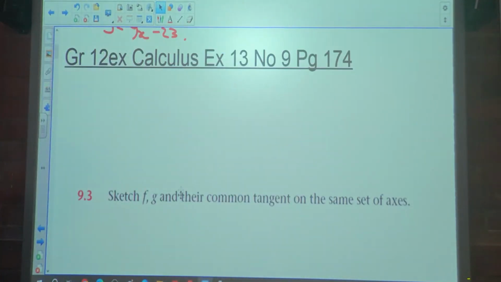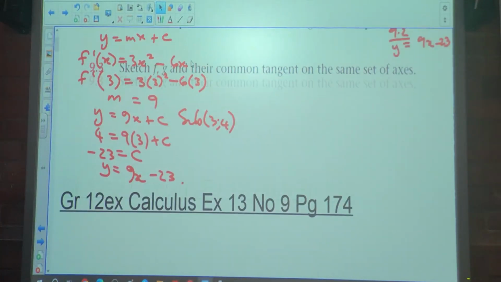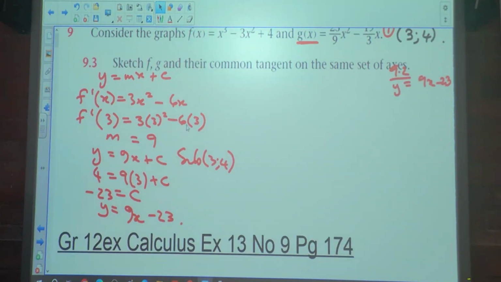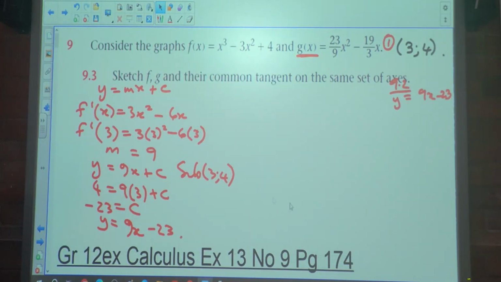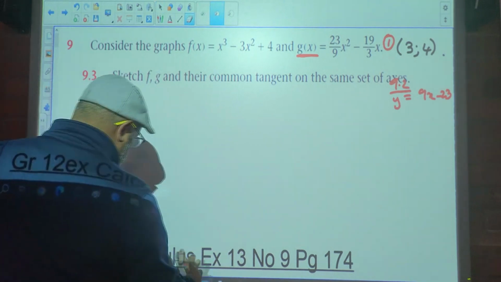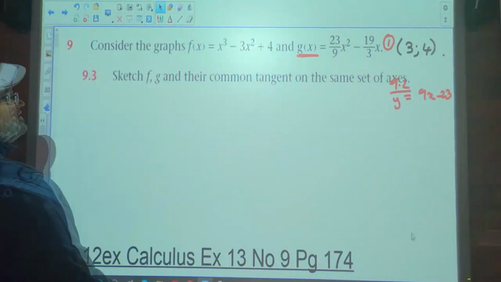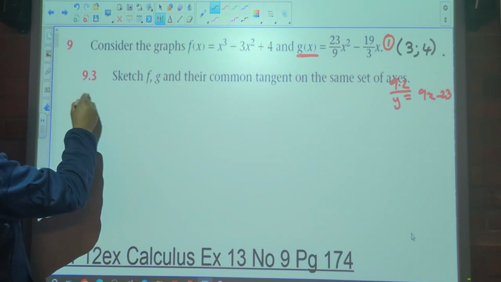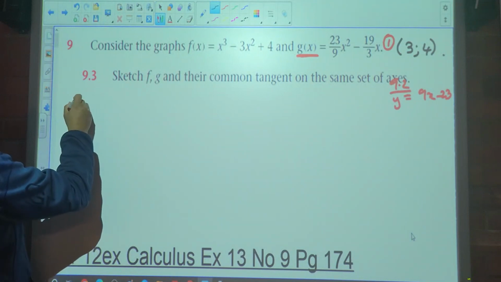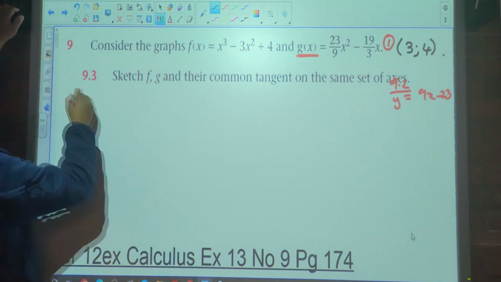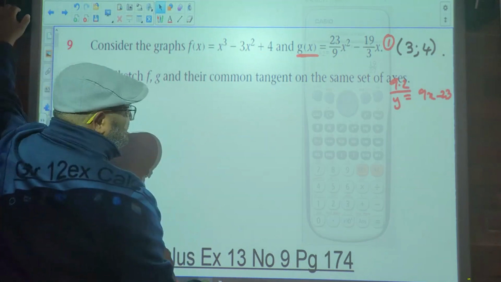Next question, we are told to sketch f and g and the common tangent on the set of axes. So it's a cubic function. For f of x, I need to first find my value at which x is equal to 0. So let's do that quickly.